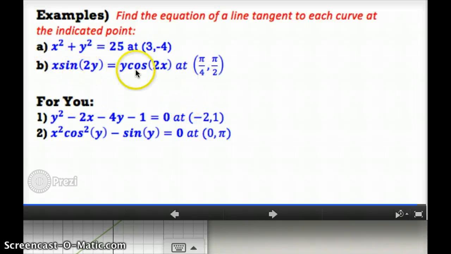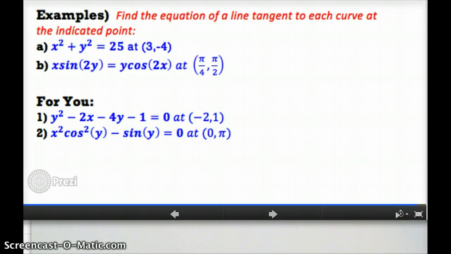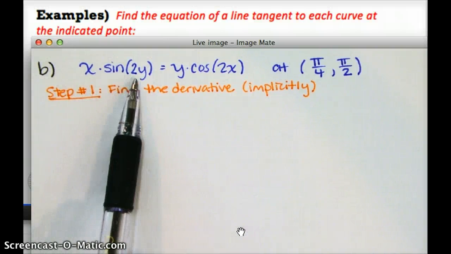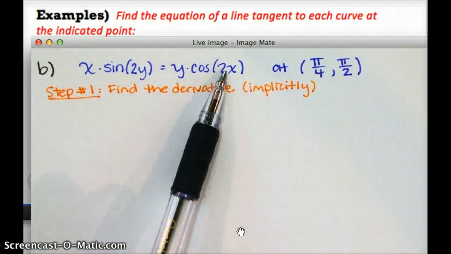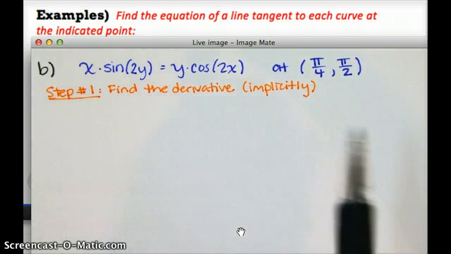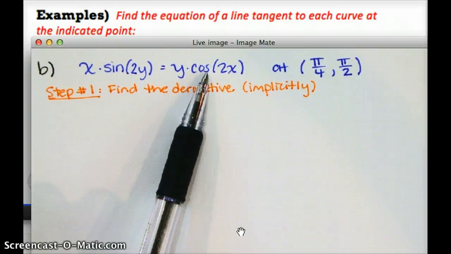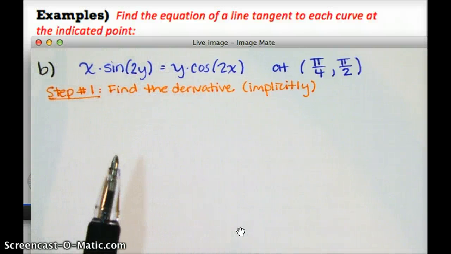This second graph is not something I'm going to visualize. We'll just do the work out. Unfortunately, unlike last time, I don't know what the derivative is, so I'm going to start by finding what the derivative is. And since this is an implicit equation, and that's because we've got x's and y's together in the equation, not isolated, I'm going to find the derivative implicitly. That means take the derivative of each side and treat y as a function of x.